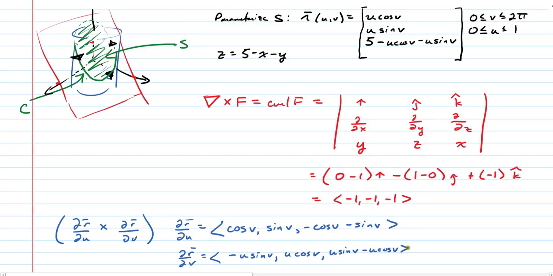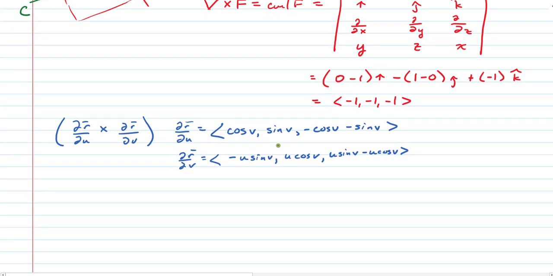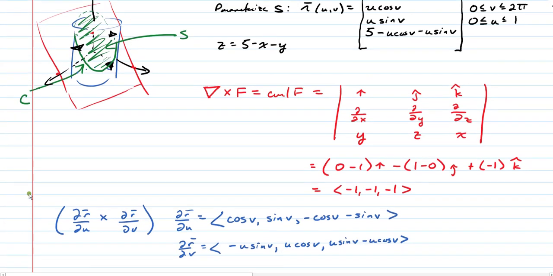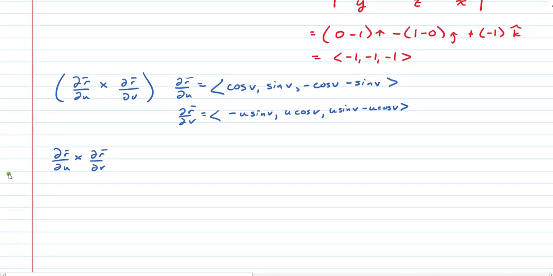Okay. So the next step is to compute their cross product. So we'll do partial r, partial u crossed with partial r, partial v. Remember, folks, as far as orientation goes, this is where the orientation comes into play. I'm crossing partial r, partial u with partial r, partial v. That's related to our choice of orientation here. So doing this cross product is rather tedious. I'll just go ahead and compute it, and then you can check my work.